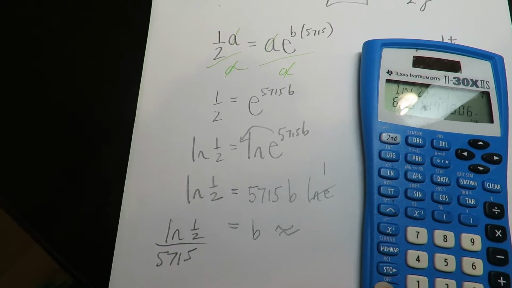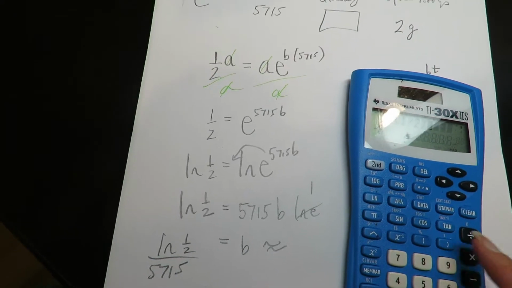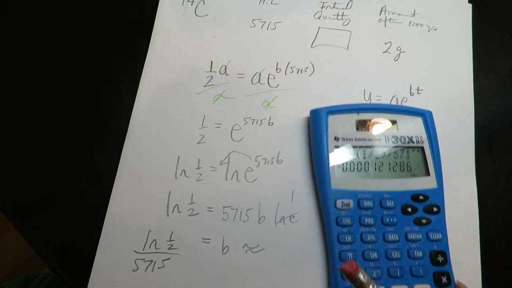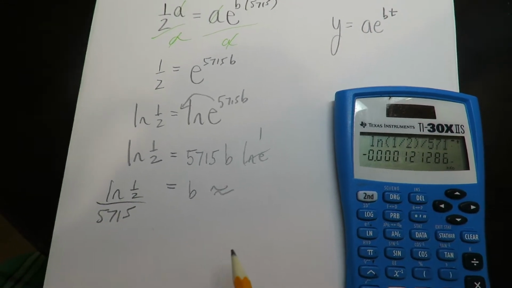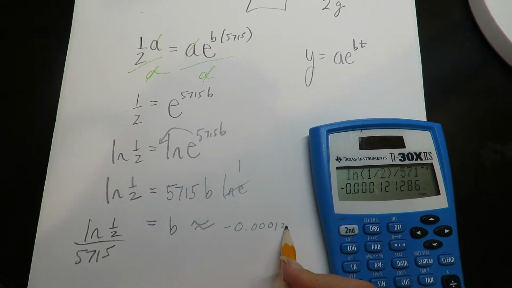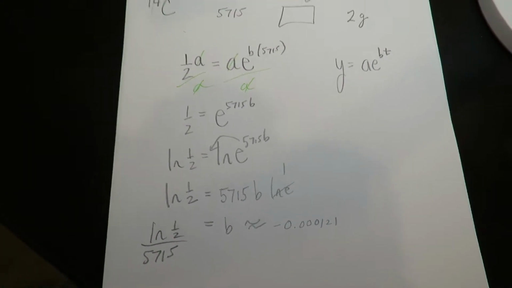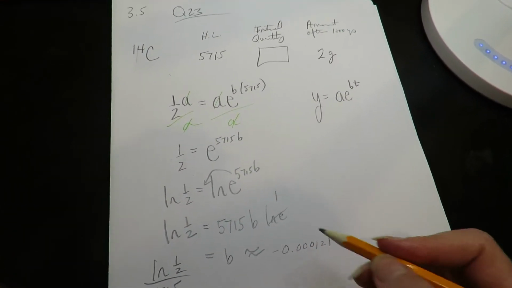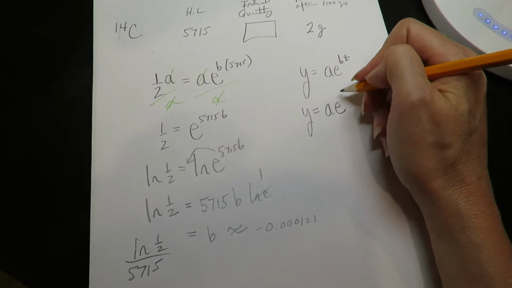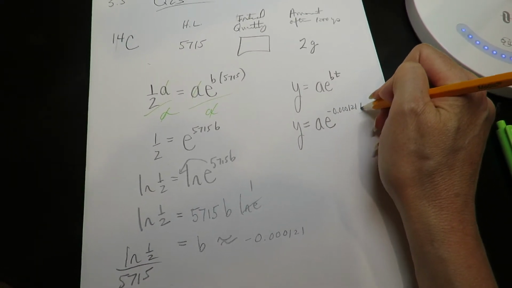So ln of 1/2 divided by 5,715. All right, let me see what I got here. This is negative 0.000121. Let me just make sure I wrote that right. Okay, I did. Okay, so what I have now is the B value. Once you find A or B, they never change. So the B value is negative 0.000121. They never change for that particular model.